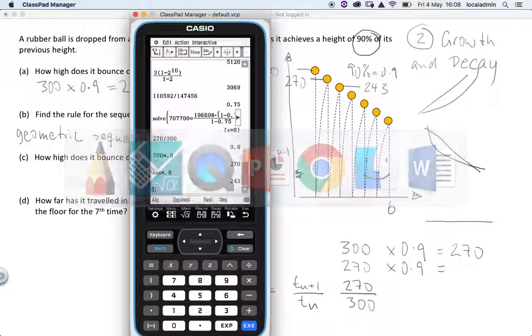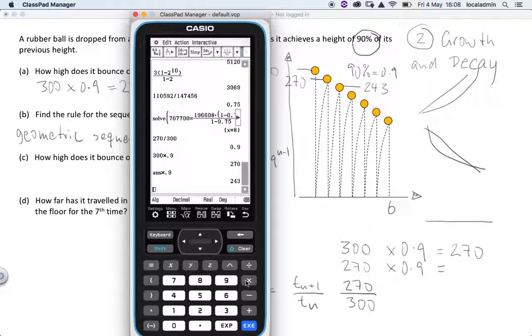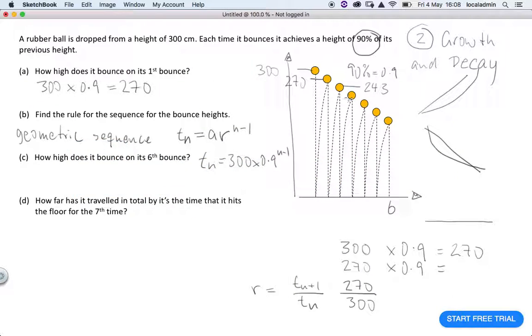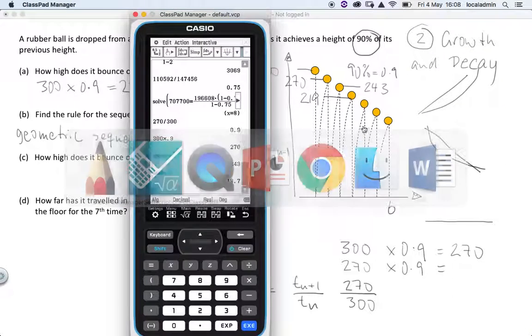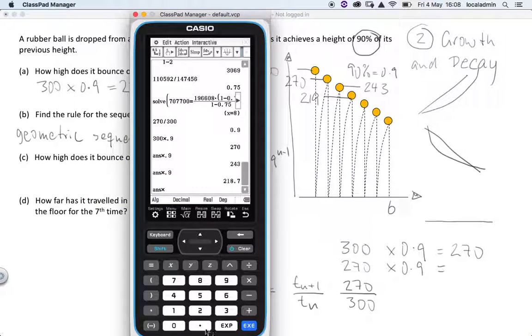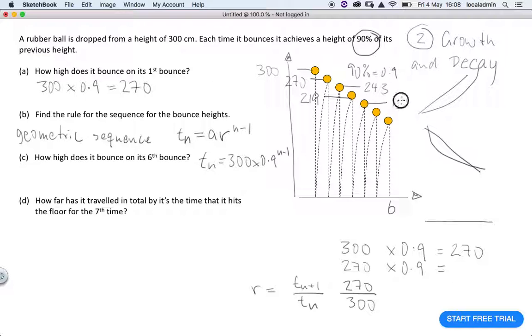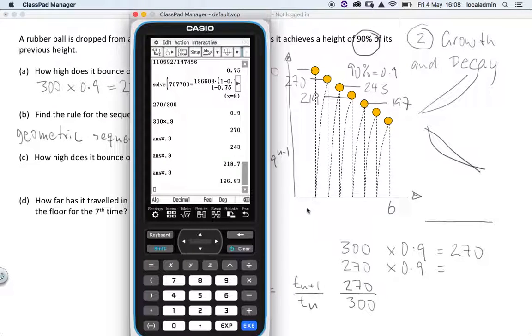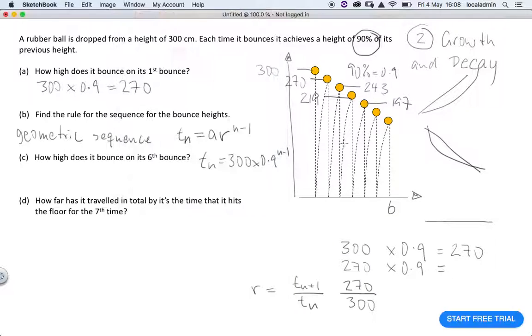243. And then we multiply that again by 0.9, and we get 219, let's go with 219 because no one is that accurate, right? And then we multiply that again by 0.9 and we get 197. We multiply that by 0.9 again, and we get 177.